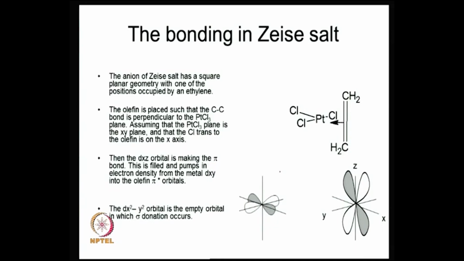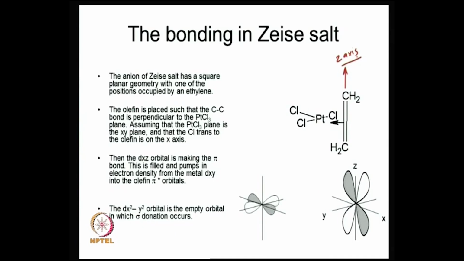This barrier can be pictured here in the Zeise's complex. I have illustrated it for you: if the 3 chlorines around the platinum are in the xy plane, then the ethylene carbon-carbon axis is parallel to the z axis. So, that is how we want to talk about this interaction.